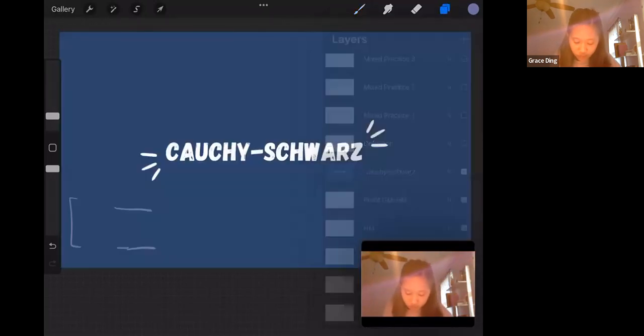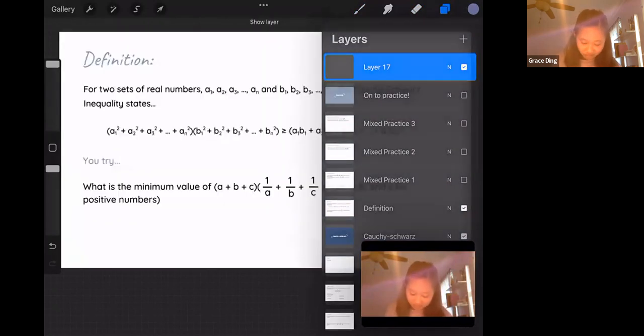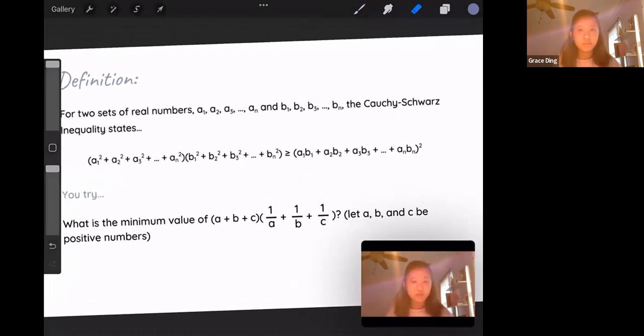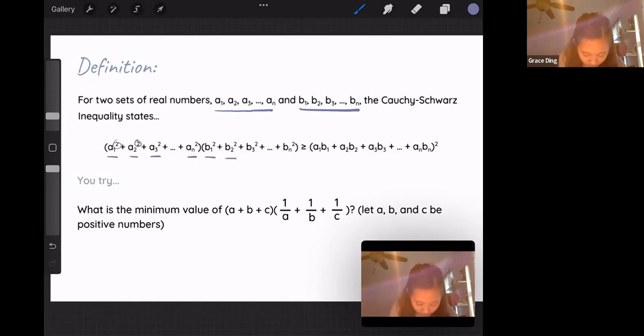let's go to the Cauchy-Schwarz. I'll be honest, I had to Google how to pronounce this. So I think it's Cauchy-Schwarz. This formula looks kind of complicated, but once you get a hang of it, it's really useful. For two sets of real numbers, the Cauchy-Schwarz inequality states that each of the terms squared, all of them have to be squared, and you do the same thing to the second set, it'll be more than or equal to all of them multiplied, and then don't forget the square root.